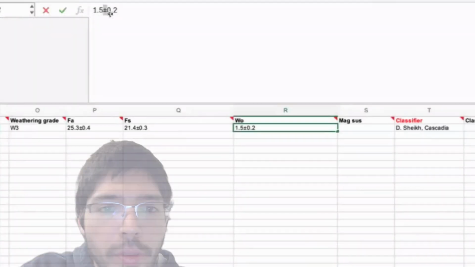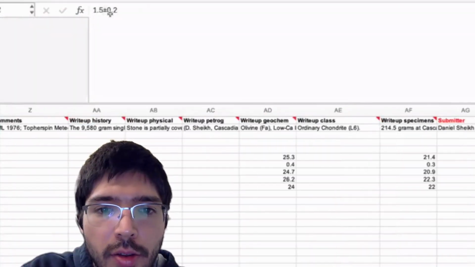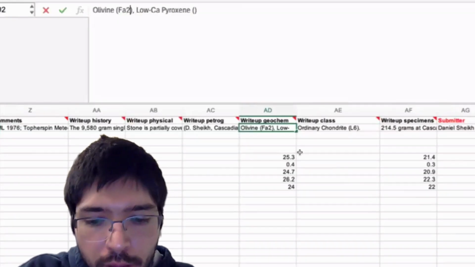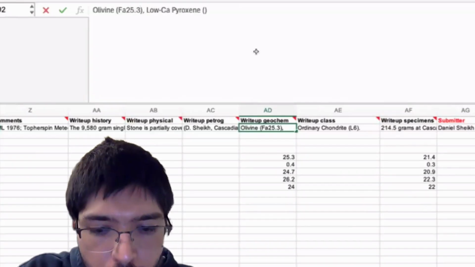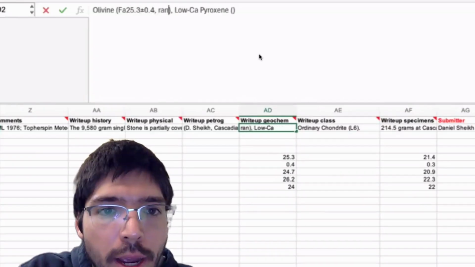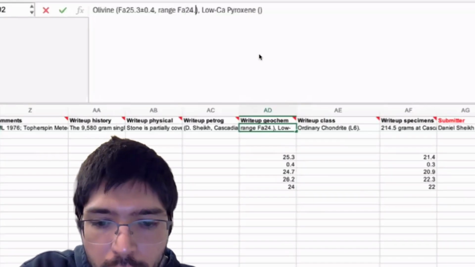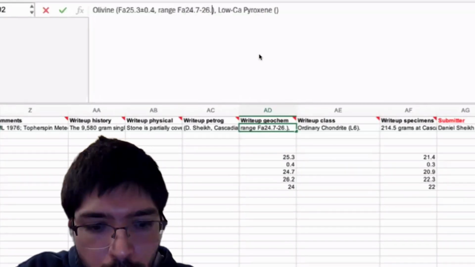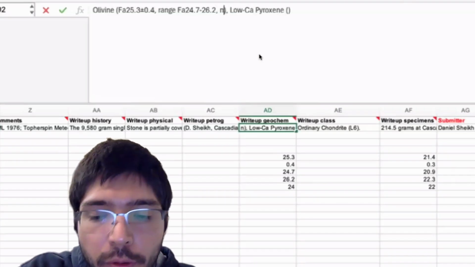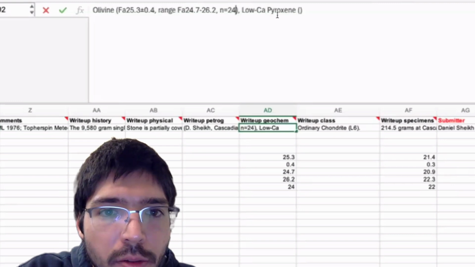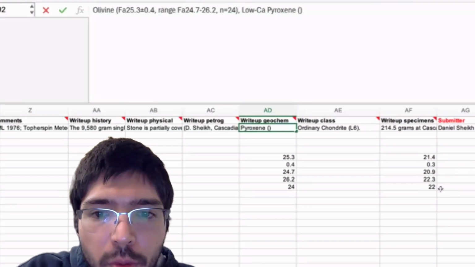So the important thing when you're doing the geochemistry section is there's a specific order that you want to put things in. So the olivine fayalite is this first part right here. So it's going to be 25.3 plus or minus 0.4, and then you want to put the range. So this is looking at the minimum and maximum values. So that's going to be 24.7, 26.2. And then you want to put the number of grains. So that's going to be what this N means, 24. So that part's complete. And then the low calcium pyroxene, we're just looking at ferrosilite.